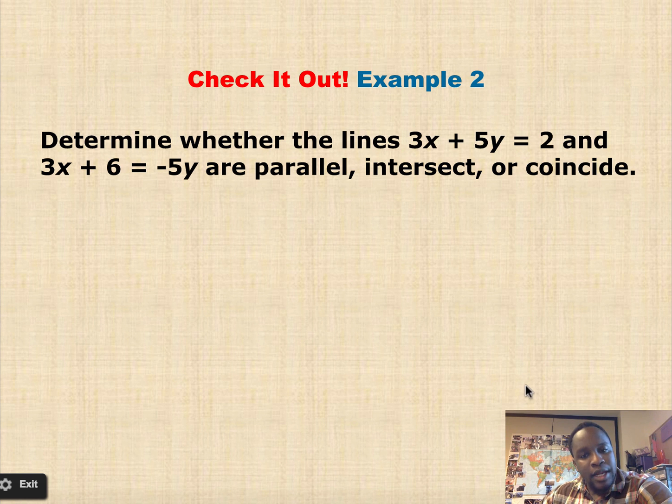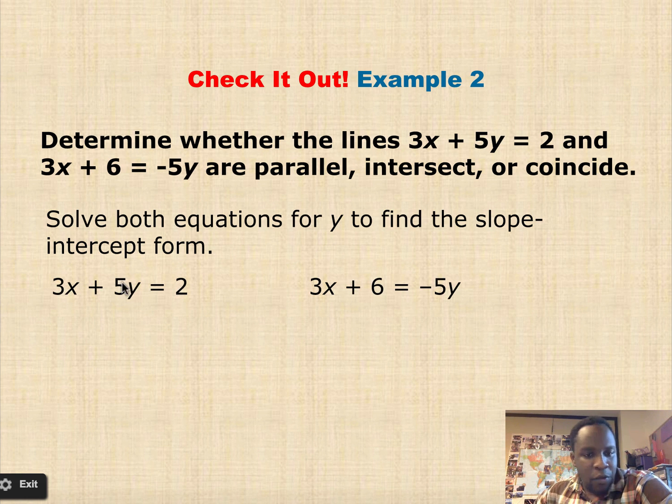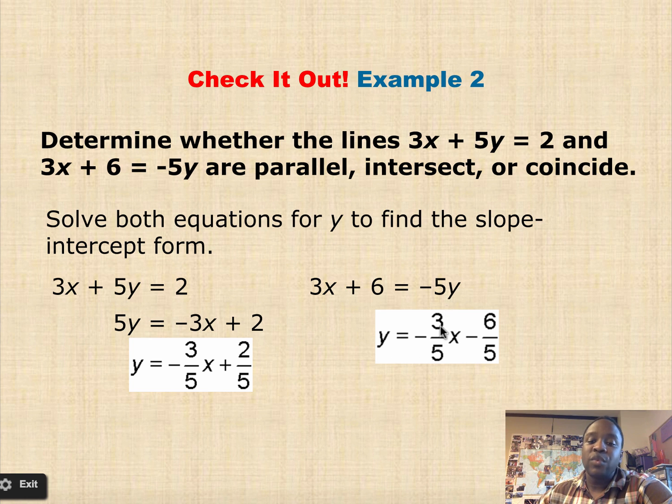Now let's take a look at another 2 lines. 3x plus 5y equals 2, and 3x plus 6 equals negative 5y. Are these parallel, intersecting, or coinciding? So, first step is to convert them into slope-intercept form, just how we've always been going from standard form to slope-intercept form. And we get y equals negative 3/5 x plus 2/5. Same for over here, and we get that y equals negative 3/5 x minus 6/5. So are they parallel, intersecting, or coinciding?